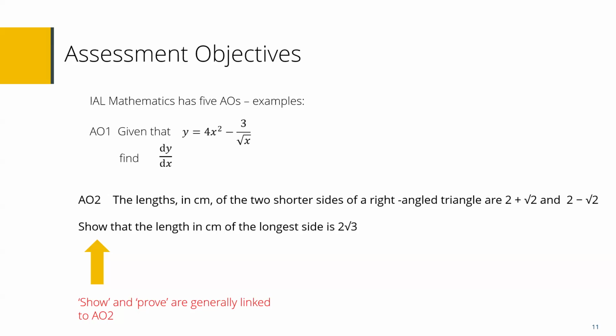And then an assessment objective 2 question is more of a show and prove, linked with that. You can see the second question there: the lengths in centimeters of the 2 shorter sides of the right angle triangle are the following. Show that the length in centimeters of the longer side is 2√3. So that's the show and prove, and they're generally linked with that. So you can see the difference between the two.